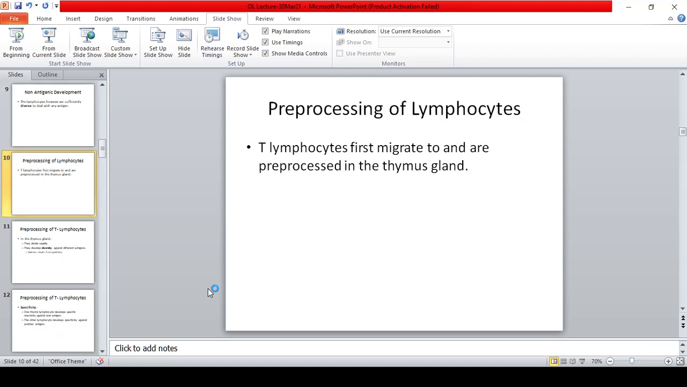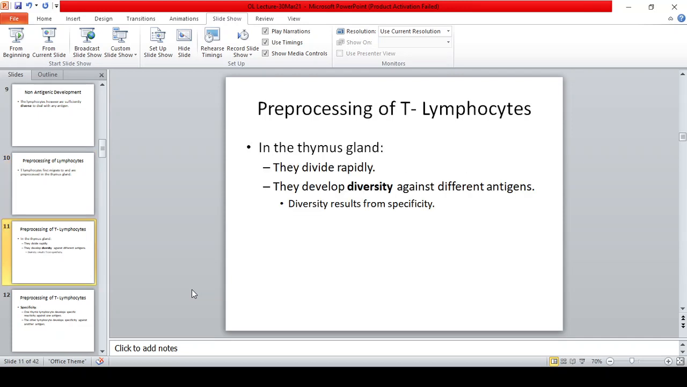Now for this to happen, the lymphocytes first migrate to and are pre-processed in the thymus gland. The T lymphocytes I'm talking about, they migrate to the thymus gland for this process to occur. Now, what happens in the thymus? They divide rapidly, and then they develop this diversity against different antigens, and I have just tried to explain to you the meaning of this diversity.